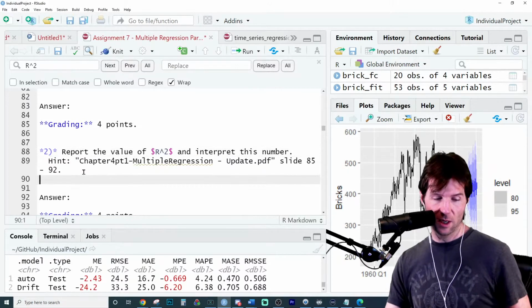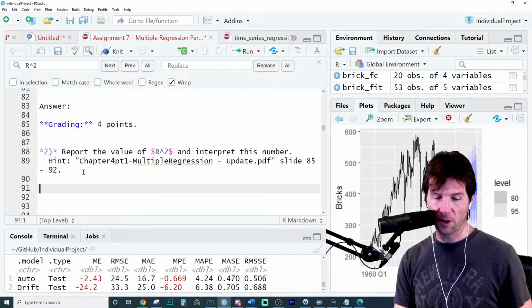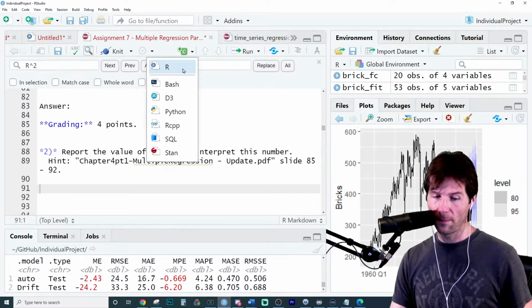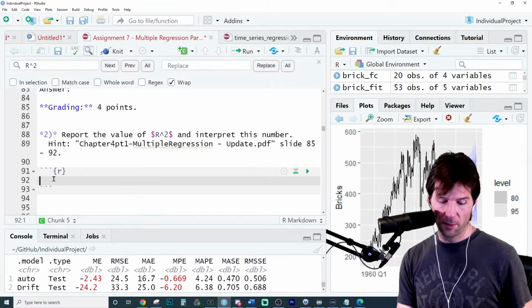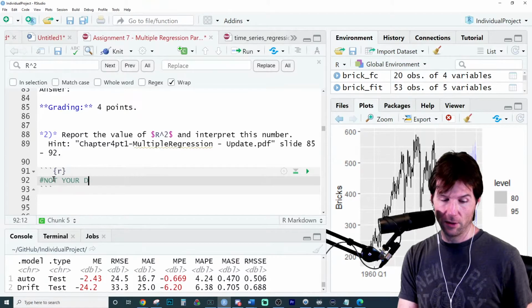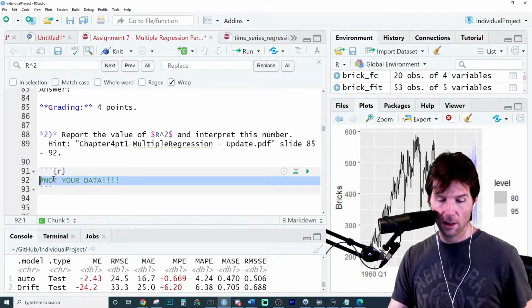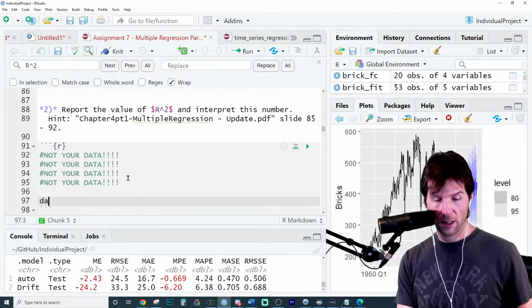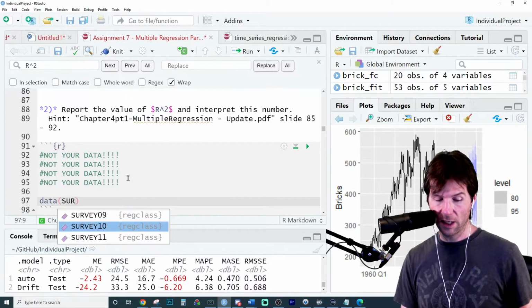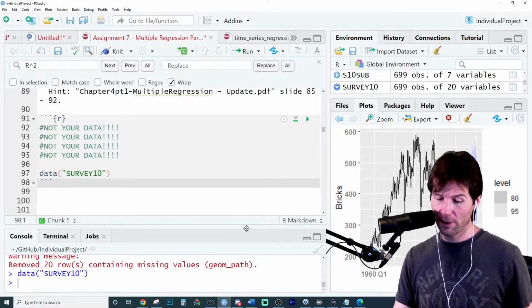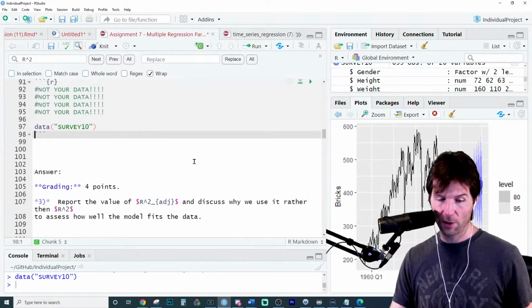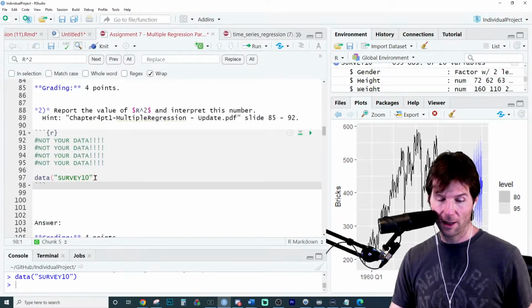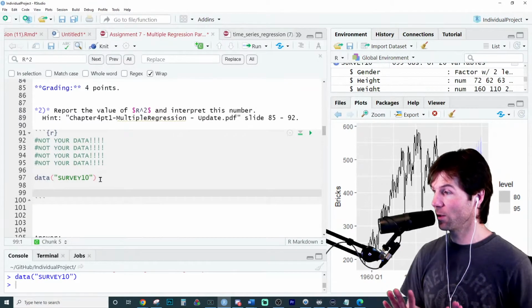So I'm going to insert some data right here and talk through this a little bit, but it's not going to be your data. So be careful, I'm not using your data. I'm going to insert a chunk, and I'm going to put in the classic data set, not your data. So is this your data? No, this is not your data. Be very careful. I'm loading in different data. So don't do the exact same thing, or you will get a wrong answer. Just want to make that very clear. This is not your data.